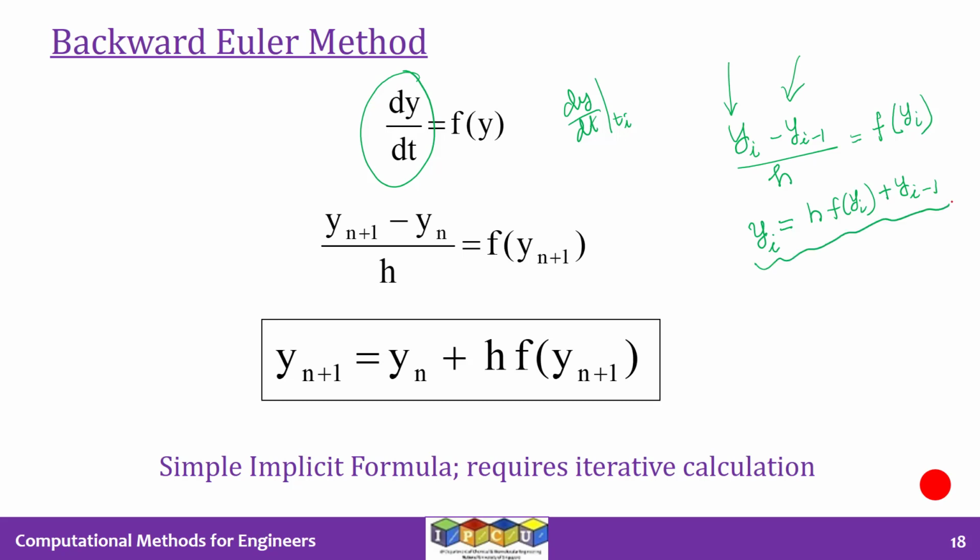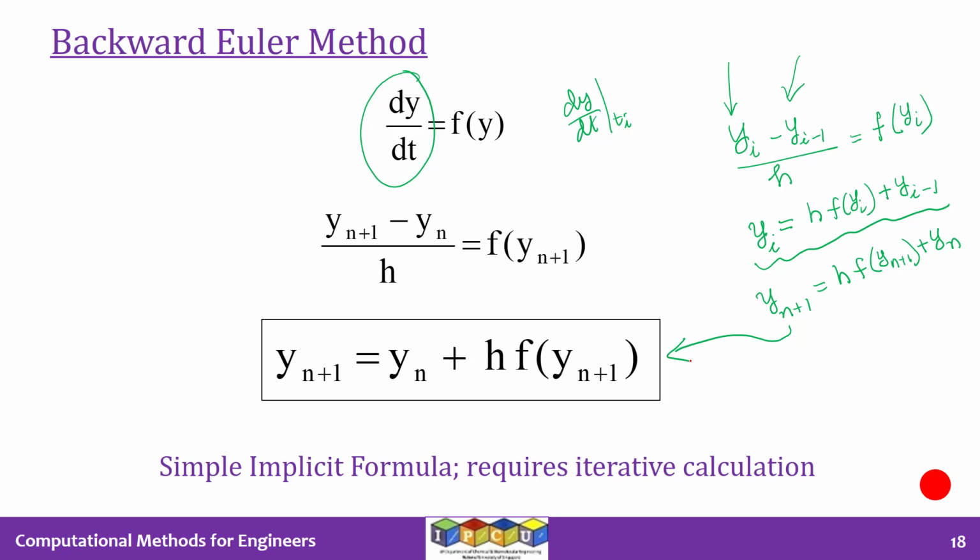Now, if you just change notation and say i is nothing but n plus 1. What's in a symbol after all, right? So I can replace by n plus 1. So y at n plus 1 is going to be h f at yn plus 1 plus yn. And this, if you rearrange and write it, you will get this form. So basically, for dy by dt, I've used backward difference approximation. Then rearrange the terms to get this.